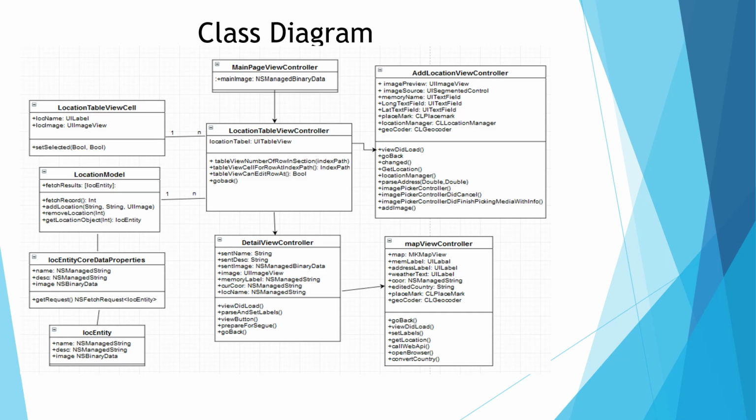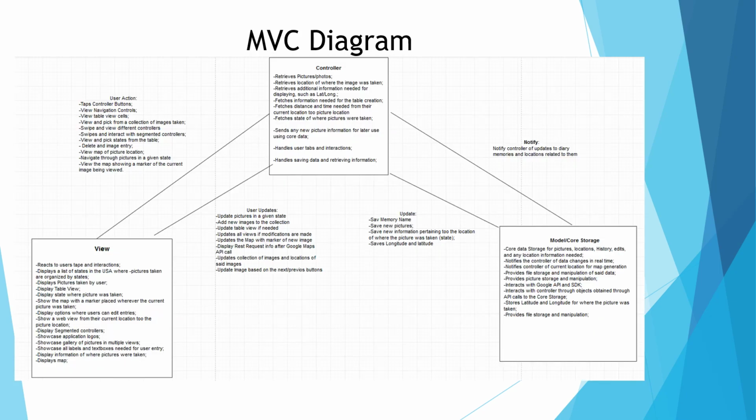We have the image picker itself. The user can either choose it from the camera or the current library. And then after they pre-fill the conditions, they could save it. And this is going to get saved in a location entity or a location model, and it'll be saved in Core Data for later viewing. And that's essentially the class diagram and the flow of the application.